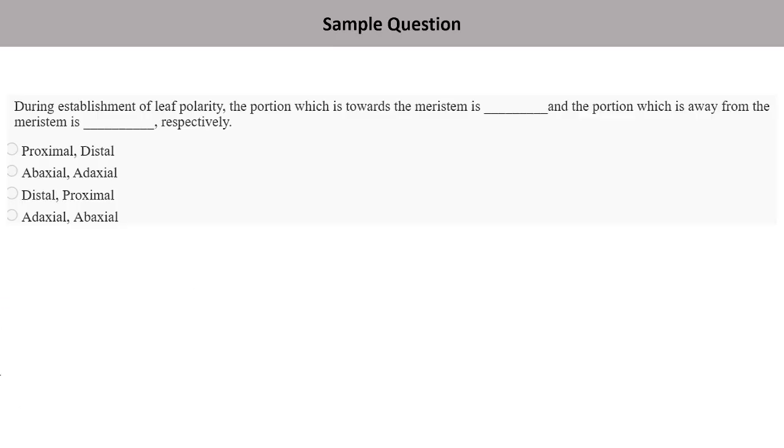You can also understand from the next part, which says the portion which is towards the meristem. If the question had been which is towards the stem, then your answer would have been distal and proximal. But now it is asking which is towards the meristem. So towards the meristem, your answer will be the adaxial and abaxial side, which is towards and away from the meristem.